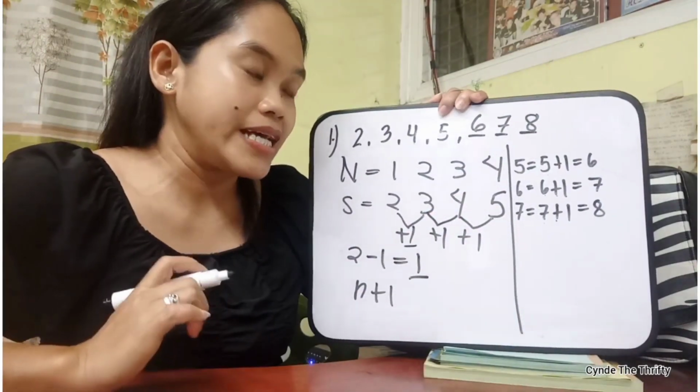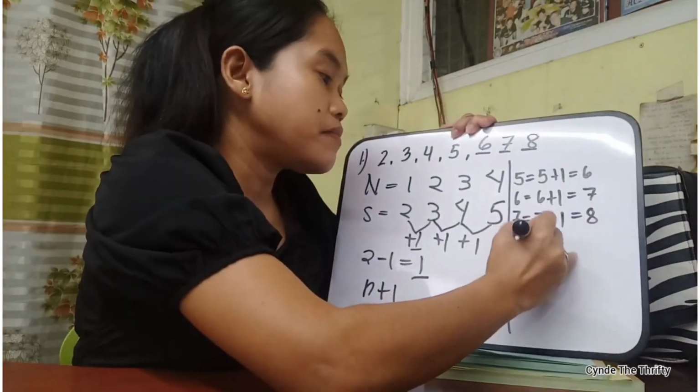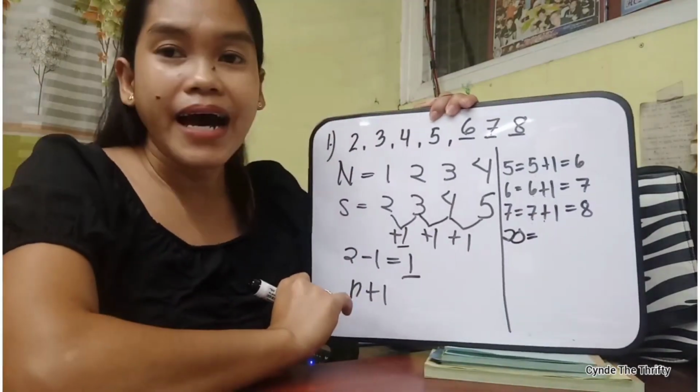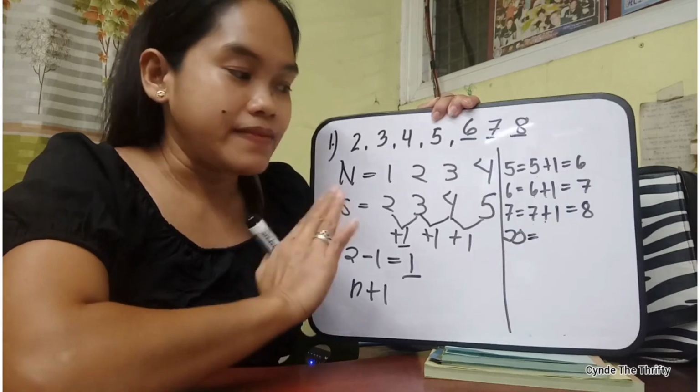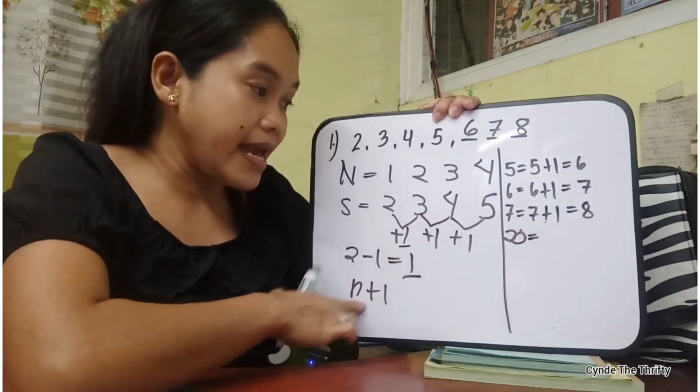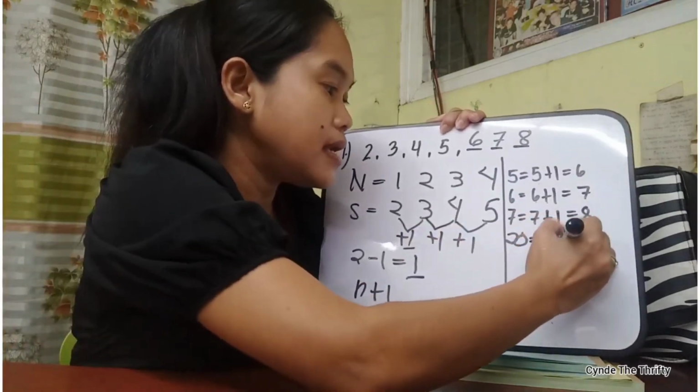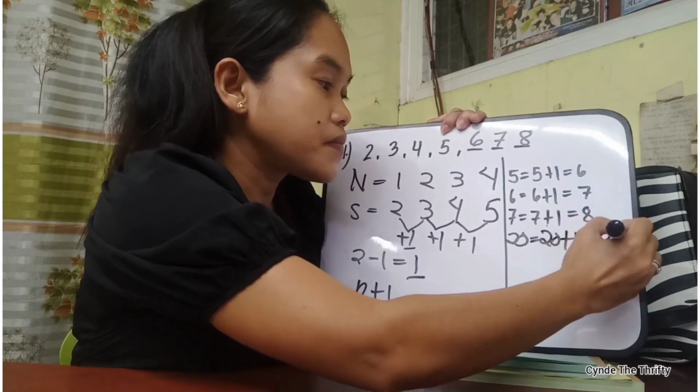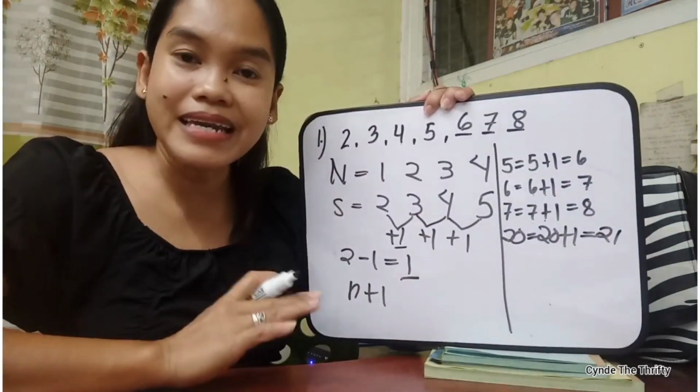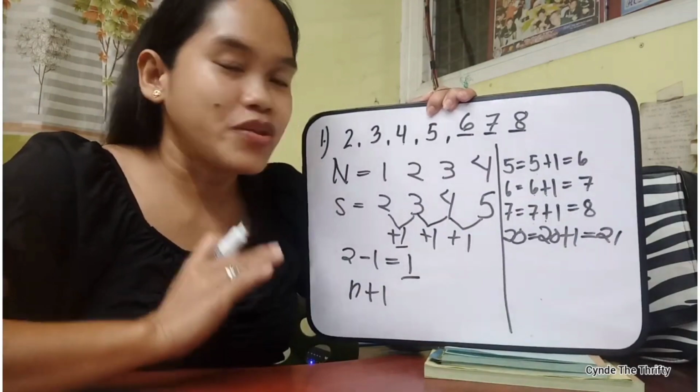How about the 20th term? So, ang 20th term natin ang hahanapin. Ano yung term na hinahanap natin? 20. So, si 20, i-replace natin si n ng 20. So, 20 plus 1 equals 21. So, ibig sabihin, ang 20th term natin is 21.